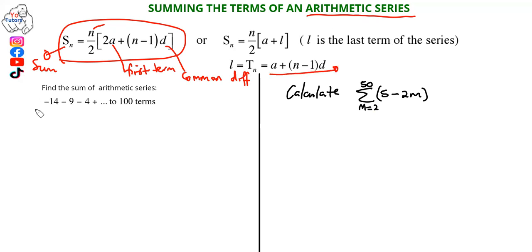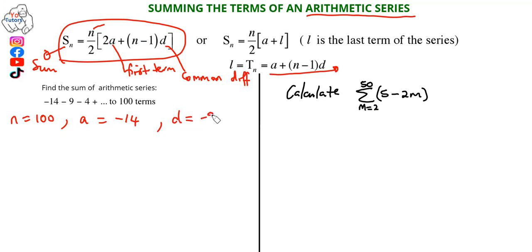Okay, now let's look at this question where we're asked to find the sum of the series. So we know the formula, and we need to find n. Our n is given because we're told 100 terms, so n is going to be equal to 100. What about a? We know that here we are given it is negative 14. What else is left in the formula? We are now looking for d. D is the constant difference. So we're just going to say negative 9 minus negative 14, which is going to give us plus.